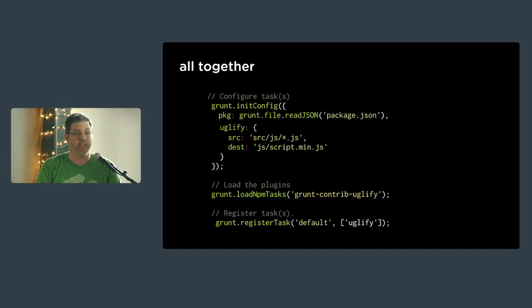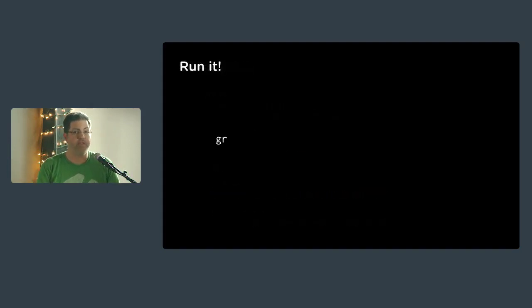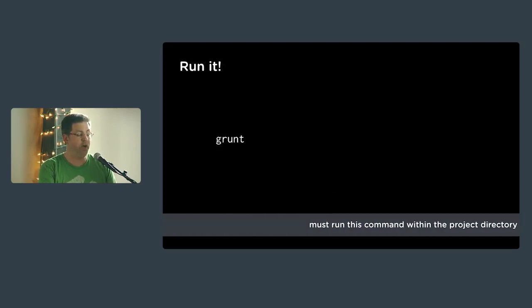All right, so let's look at it all together up here. There's the init config, loading the plugins, and registering the tasks. All right, and then once you've done that, you save your grunt file, and then you run it. You just type grunt. You must run this command within the project directory.